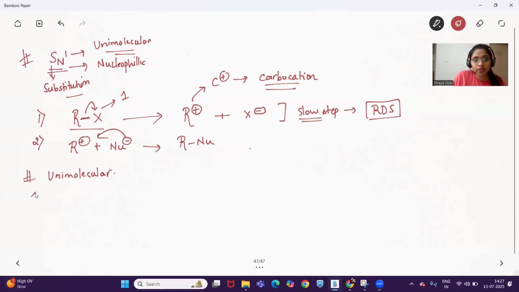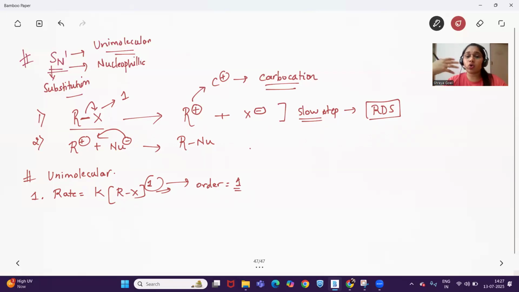First, you can see the rate depends only on the alkyl halide concentration, or the substrate concentration. So you can see here the order is 1. Have you studied about the orders of reaction, about chemical kinetics? Of course, you have studied. In chemical kinetics, you have seen there are different orders: zero order, first order, second order. Here, the SN1 reaction is of first order, and I have told you why. Because RX has a power 1, that's why the order is 1.